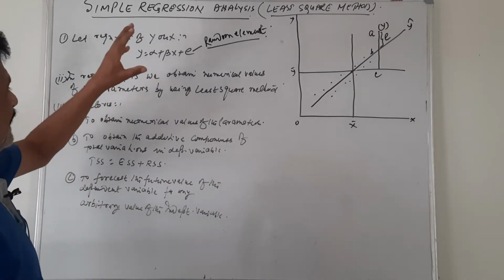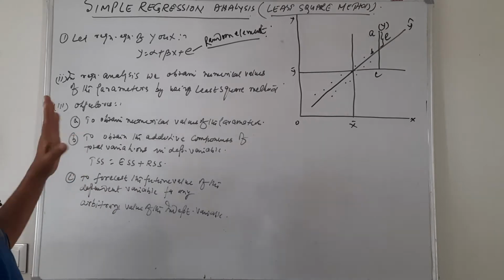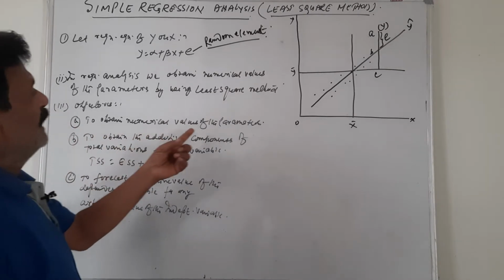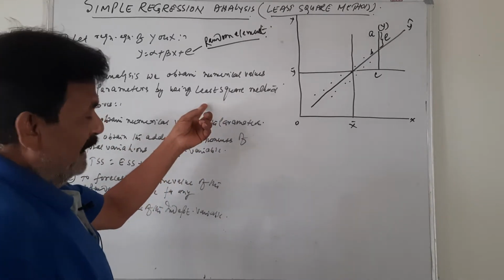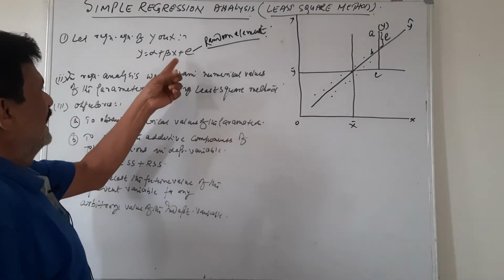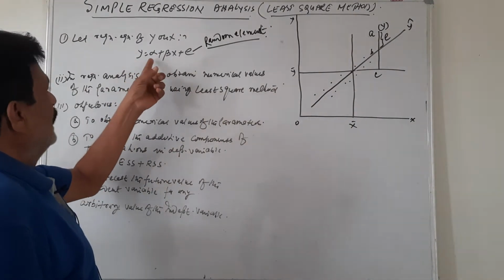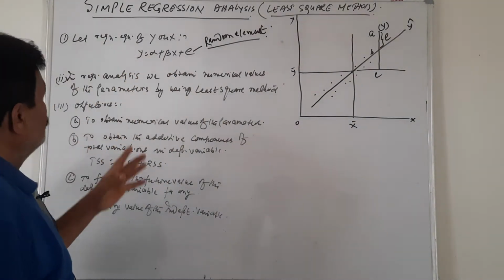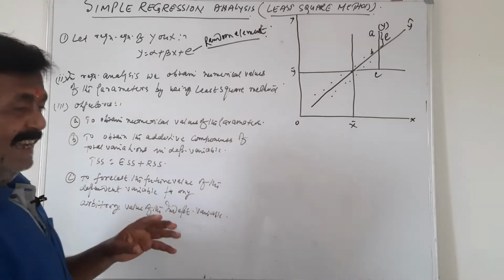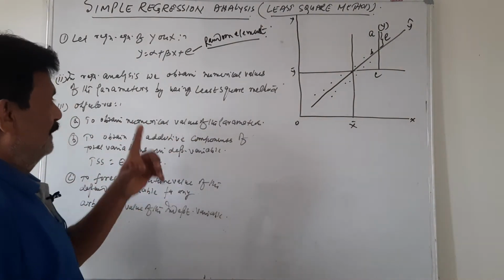Now, this regression analysis has three objectives. Firstly, to obtain numerical values of the parameters of the function. Here we have two variables y and x. X is the independent, y is the dependent, and corresponding to these two variables we have the two parameters alpha and beta. So, the first objective of regression analysis is to obtain numerical values of the parameters.